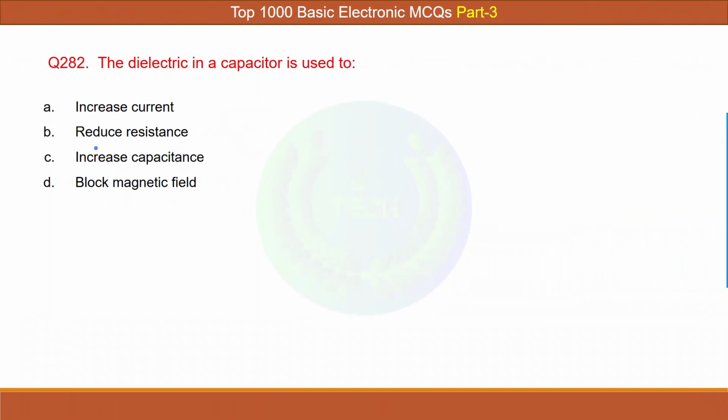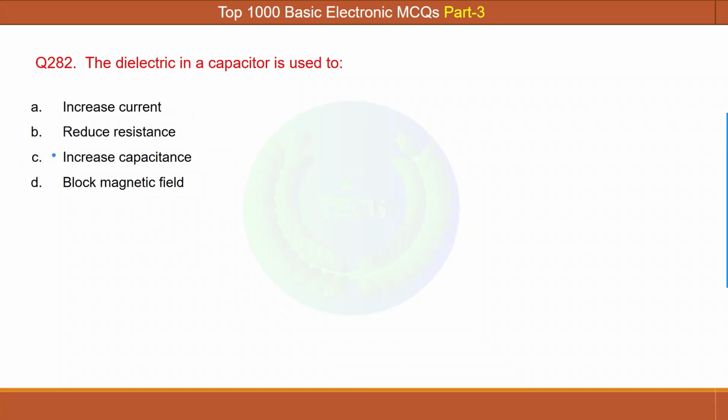Next question, question number 282. The dielectric in a capacitor is used to option A increase current, option B reduce resistance, option C increase capacitance, option D block magnetic field. The answer is option C increase capacitance.